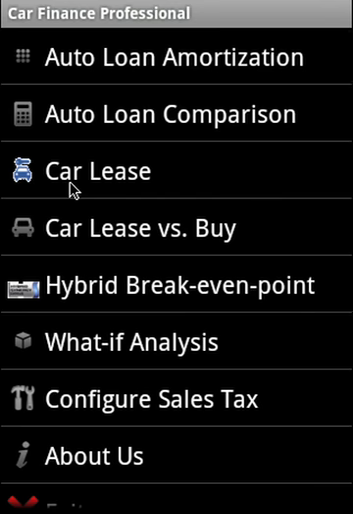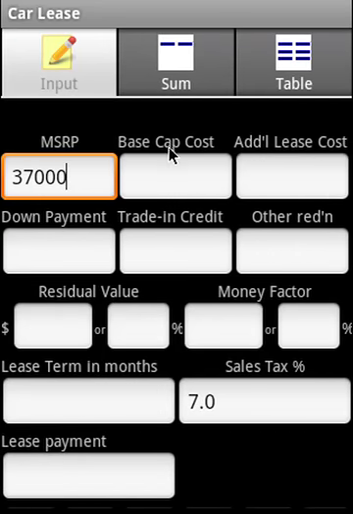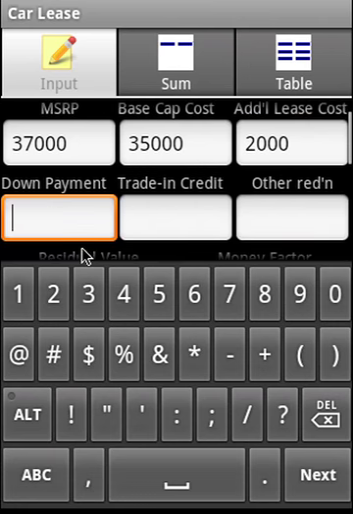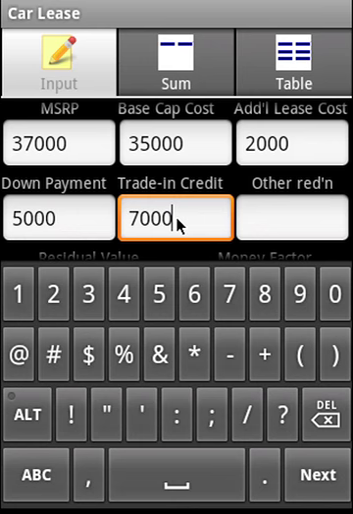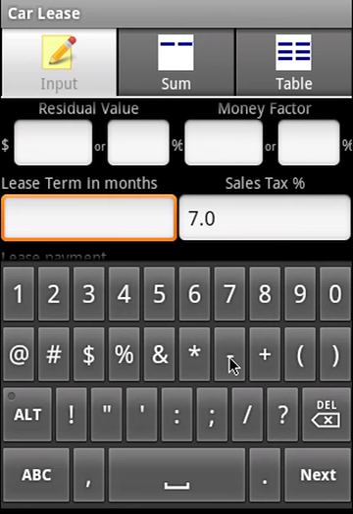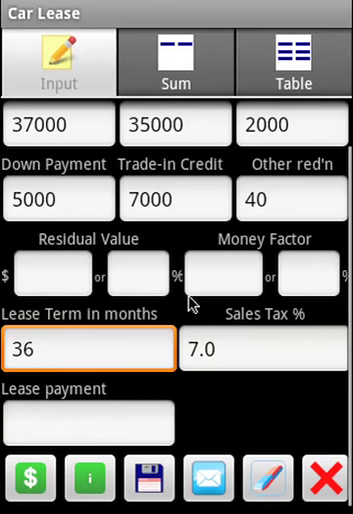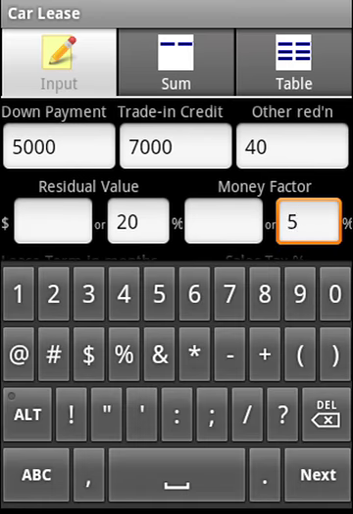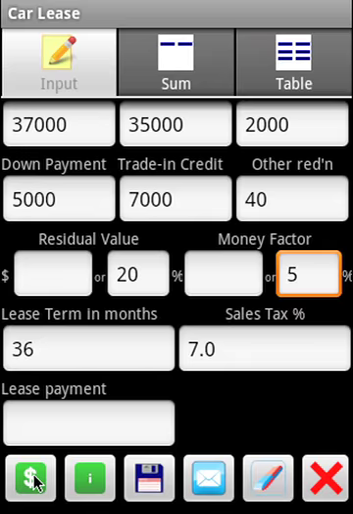Now let us go to car lease. 37,000 is the price, and the best cap cost is how much we negotiated to. Say additional lease cost is 2,000, down payment is 5,000, trade-in credit is 7,000, and other reduction is 40. Next is our lease term in months, which is 36 months. For our residual, we can specify the dollar amount or a percentage. Say percentage is easy, so you go to percentage. Money factor: you can enter the absolute number here, or you can say a percentage. I'm going to say percentage.